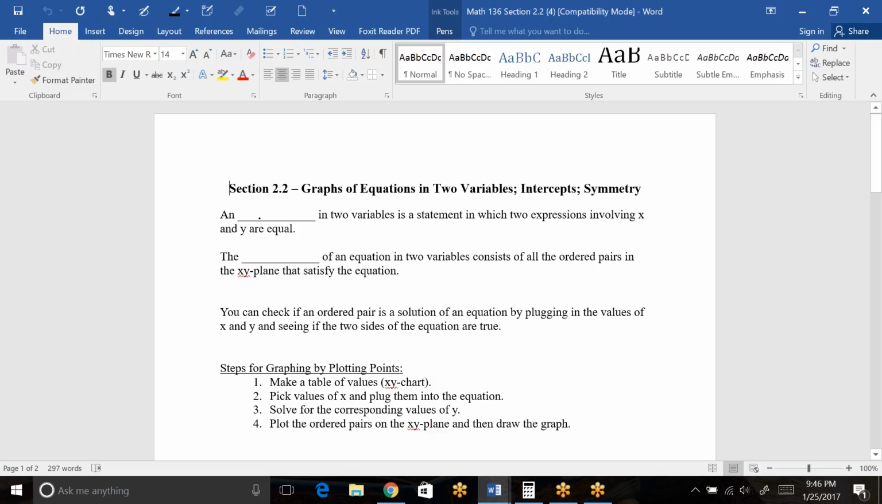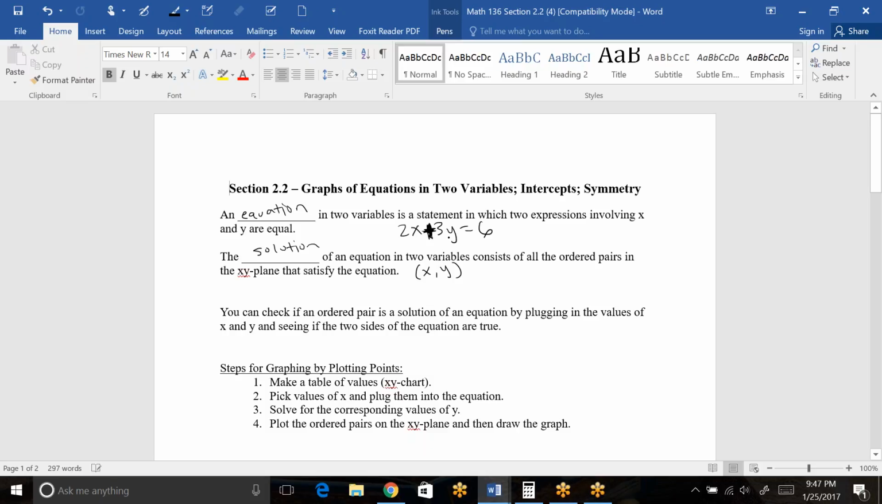So remember, an equation in two variables, like x and y, is a statement in which two expressions involving x and y are equal. The solution, remember, to these types of equations were ordered pairs, so things like x comma y. So if we have something like 2x plus 3y equals 6, notice that this is an equation that has both x and y in it to the first power, so it's linear.